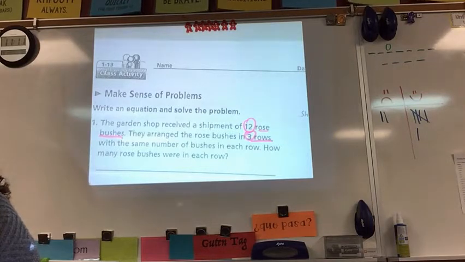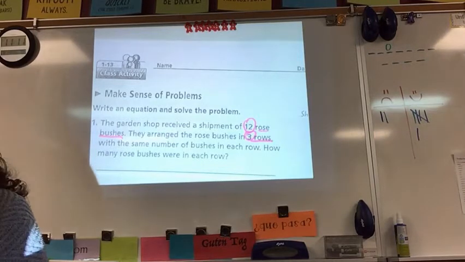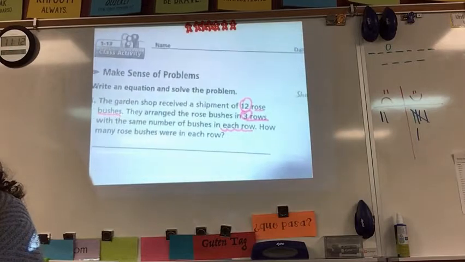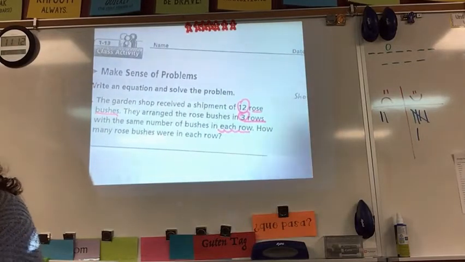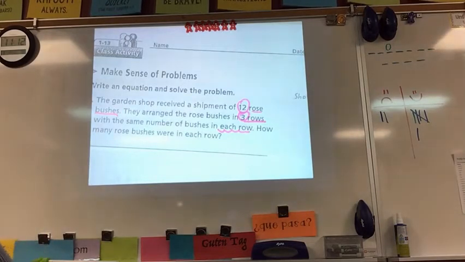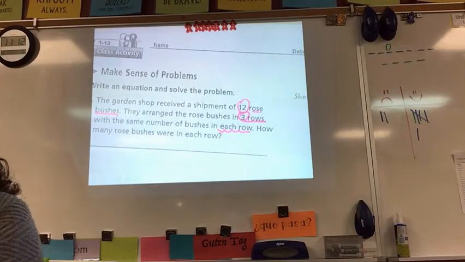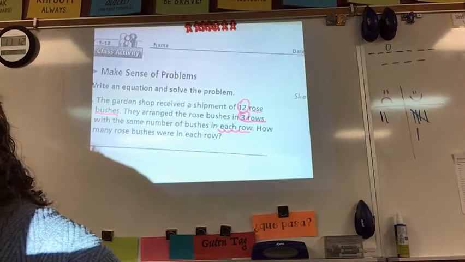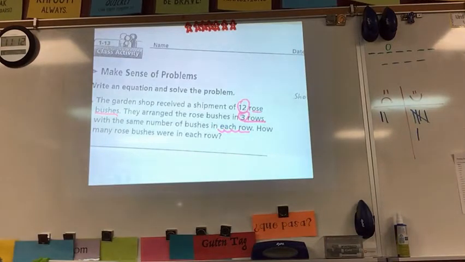Each row. We circle each row. Oh, yeah, that's a good one. Each row, because that's telling me it's equal groups or equal shares, yeah? That's okay. If I marked it once already, that brings it to my attention, right? Anything else, Brielle, for maybe like a label? Bushes. Rose bushes, very good.